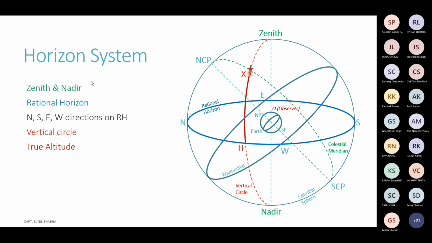So again, let me repeat the definition. You will be able to understand it now. The arc of the vertical circle contained between the rational horizon and the center of the celestial body, which is also highlighted by the laser pointer right now, is known as its true altitude. So you can see the true altitude labeled in the diagram now. We have the true altitude represented by HX, Hotel X-ray.